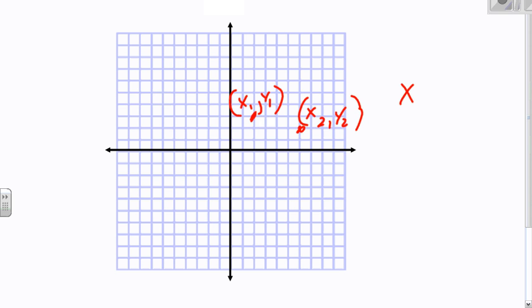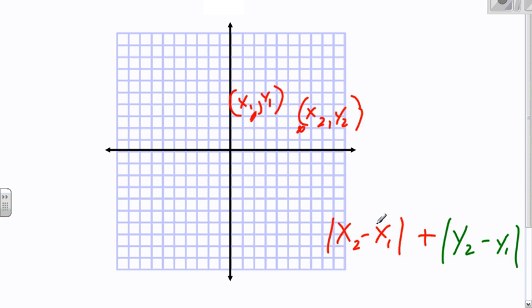So distance along the x-axis is the difference in your x-coordinates and its absolute value. And same thing for the y. Your distance along the y-axis would be y2 minus y1, absolute value. And you have to add those two distances together. This is the distance formula for taxicab geometry.